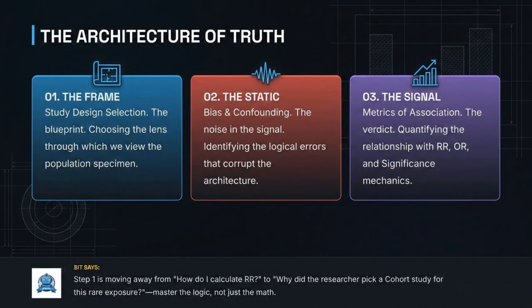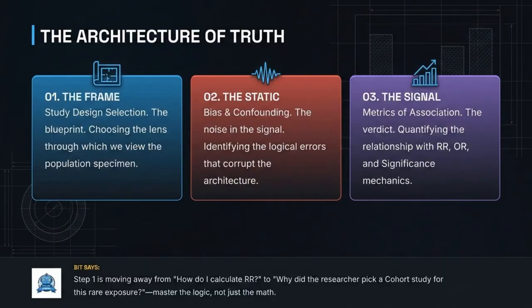To tackle biostatistics, we divide our methodology into three distinct layers. First is the frame. This is our focus today, selecting the study design. You must be able to look at a vignette and immediately identify the blueprint. Is it a snapshot or is it a movie? Second is the static. These are the biases and confounders that try to corrupt our signal. Finally, we have the signal. These are your metrics like odds ratios and relative risk.